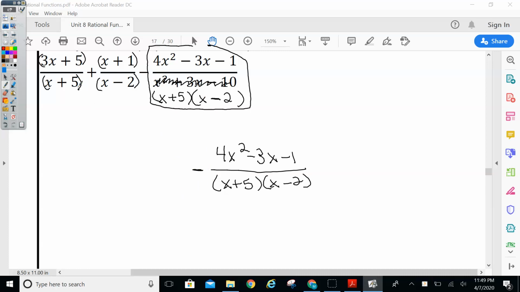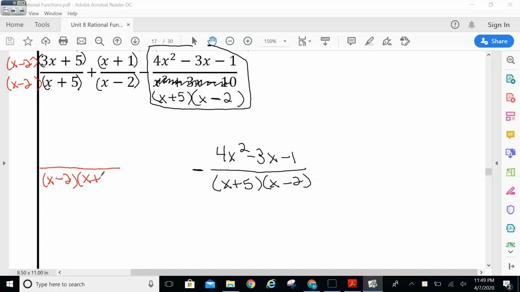Okay, so here for this one, what does this one need that these have? This one needs an x minus 2. So this one is going to end up having x minus 2, x plus 5 on the bottom, like this one does. However, for the numerator, we actually have to multiply this out. So I'm going to come over here, x minus 2 times 3x plus 5. We're going to have to FOIL this out.